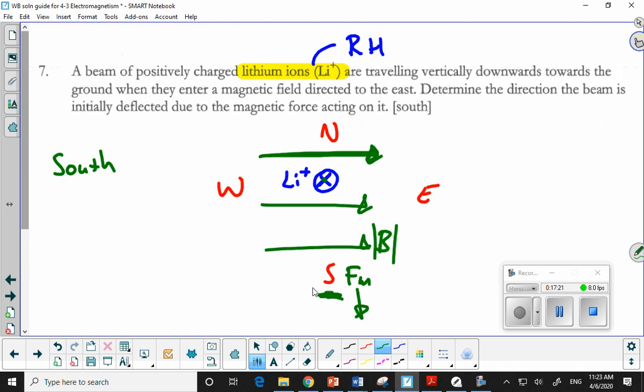Remember, these three have to be perpendicular. So this is going down on the Y plane. These are in the X plane. That's going into the page on the Z plane. The only two possible answers it could be would be the bottom of the page or the top of the page, and still all three would be perpendicular.